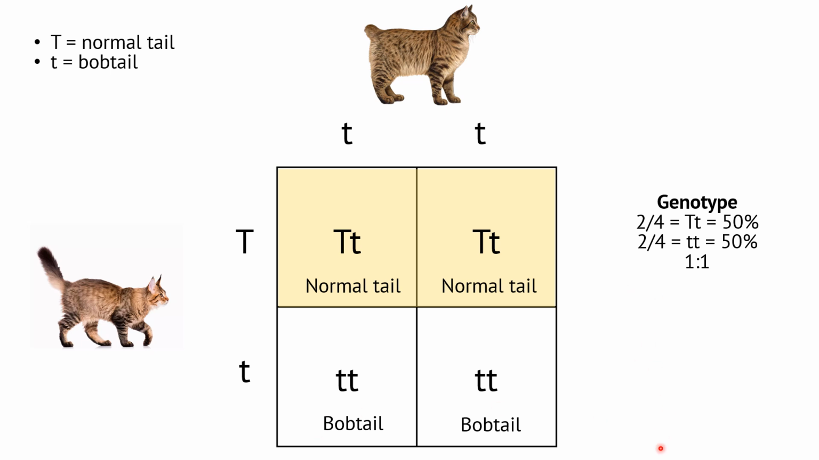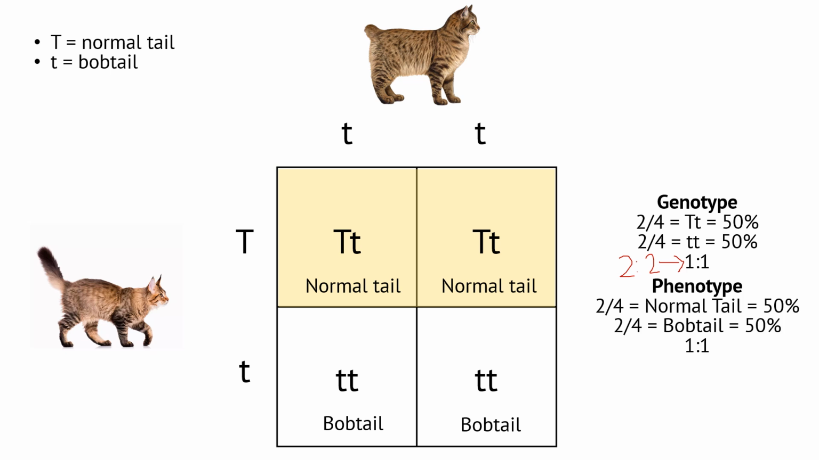If we're going to write the genotypes as a percentage, we know that one genotype is capital T, lowercase t, and 2 of the 4 are capital T and lowercase t, so that makes it 50%. Likewise, 2 of the 4 possible combinations are 2 lowercase t's, again 50%, and the ratio would be 1 to 1. Or you'd write 2 to 2 and then simplify to 1 to 1.